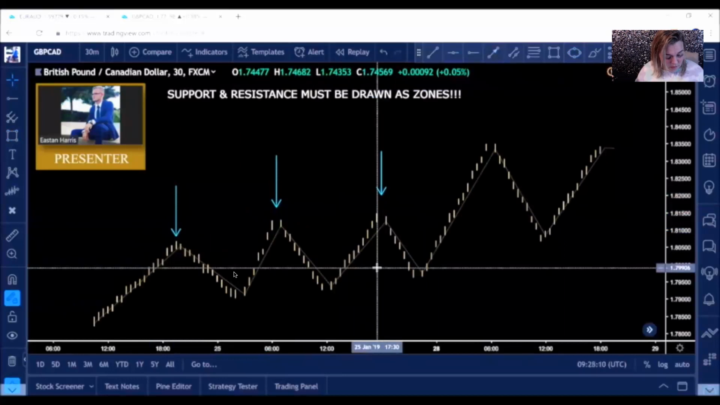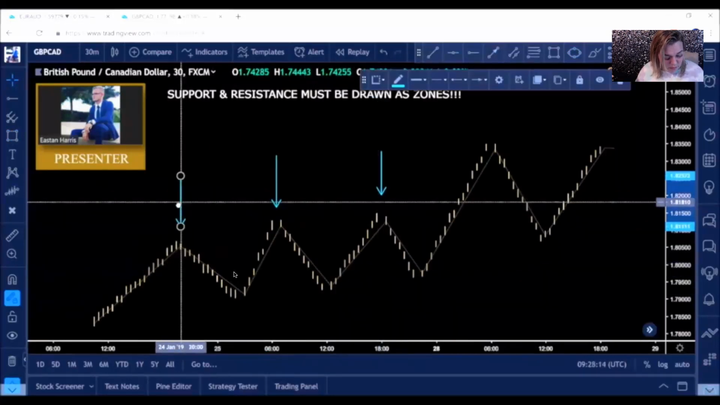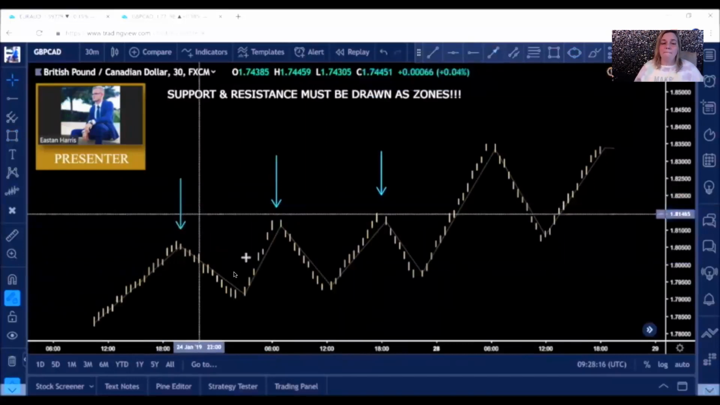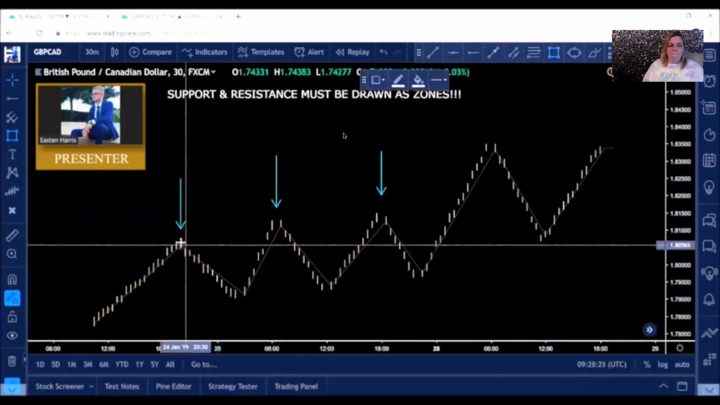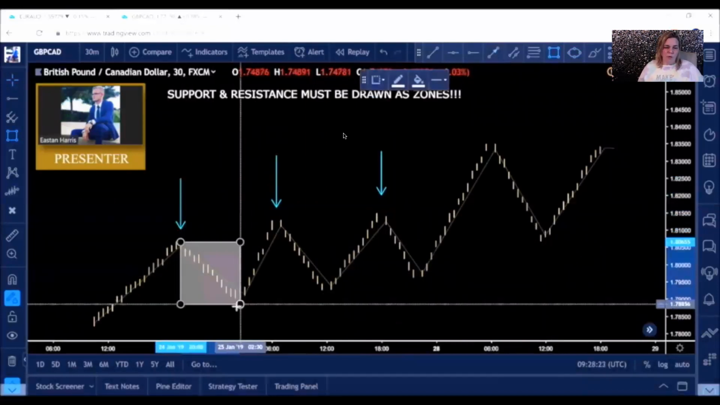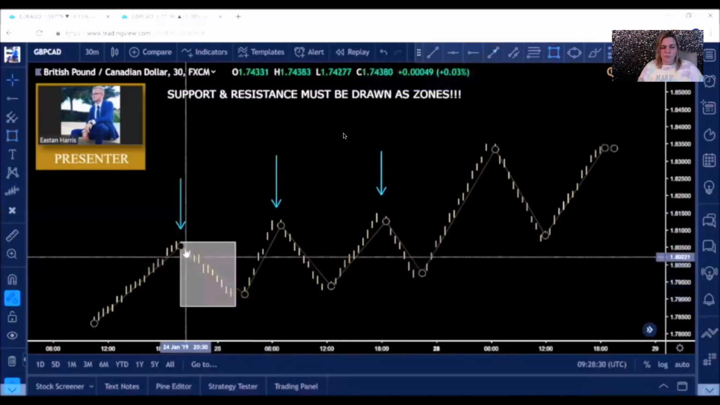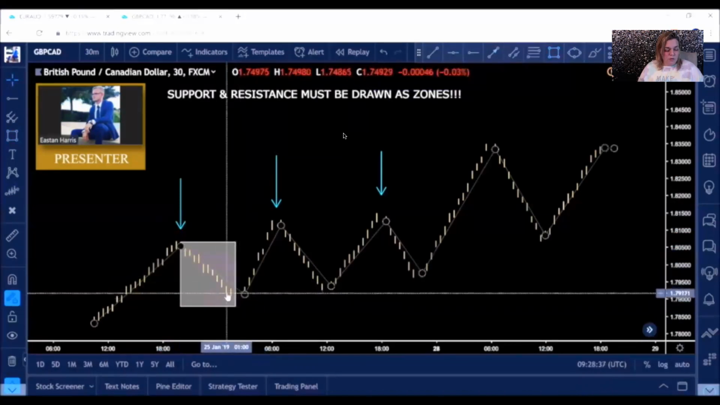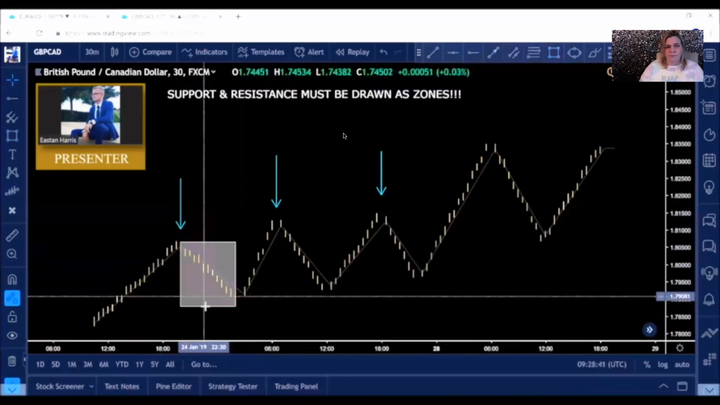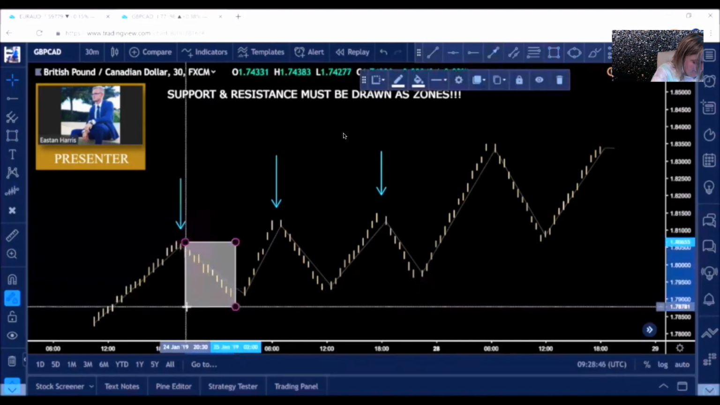When drawing the support and resistance zones, let's look at this one for instance, this area right here. We need to figure out what caused this reaction in the market. At what point within the market caused this bearish reaction? And we need the very beginning of that move. We need the very edge.